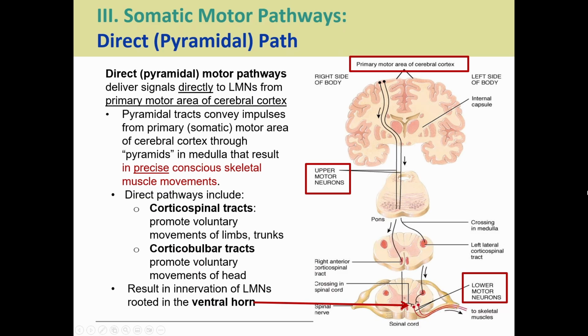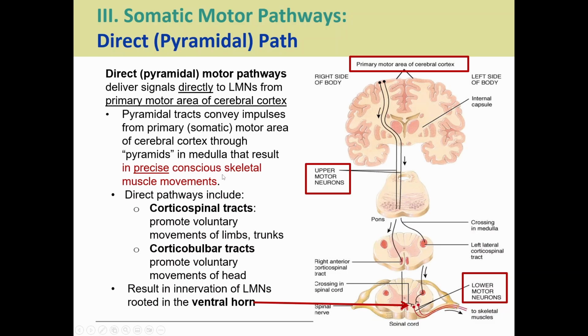So let's go ahead and talk about the direct motor pathway. This is going from the central nervous system to the lower motor neuron from the primary motor area of the cerebral cortex. So we start from the primary motor area, which is in the back of that frontal lobe. We pass through pyramids in the medulla, and this is what's going to give us the very precise movements we can engage in.